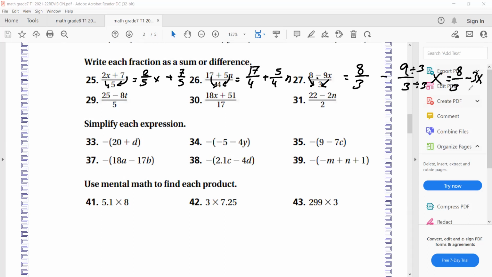If you can simplify, simplify. If you can't, no problem. Here, 25 over 5 minus 8 over 5t. 25 over 5 equals 5, minus 8 over 5t. And so on. You understand this? Yes, I understand it.